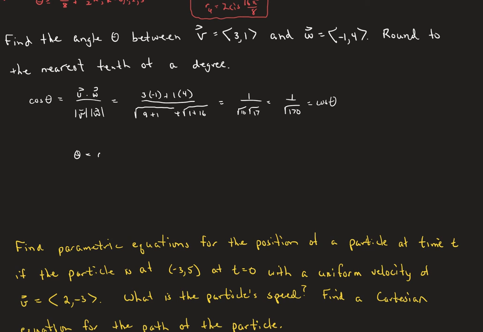So now we're going to walk it to our calculator and take the inverse cosine of 1 over the square root of 170. When I do that, I'm getting 85.601, or to the nearest tenth, that's going to be 85.6 degrees.